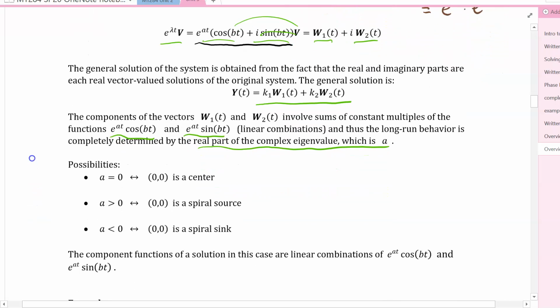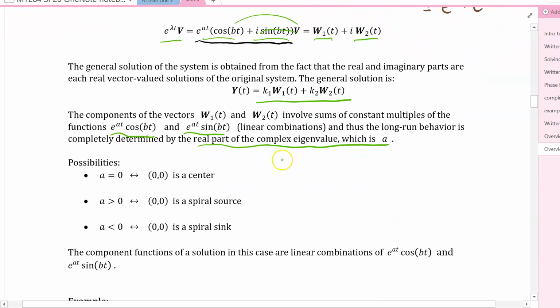Now we're looking at our possibilities here. Well, if a is equal to 0, then e to the at would be e to the 0 times t, which would be e to the 0, which would be 1, and we would get cosines and sines only in our components. And therefore, we have what we call a center equilibrium solution, meaning that, unless we're at the origin, the graph of our solution is going to cycle around the origin. Its graph is either going to lie on a circle or an ellipse. It's going to go clockwise or counterclockwise around the origin.